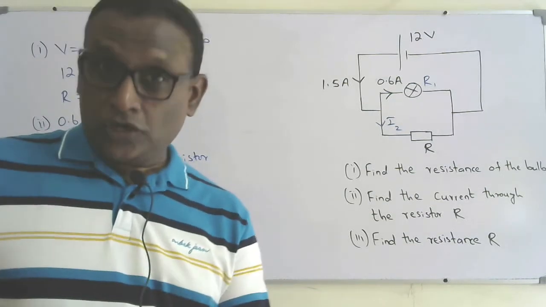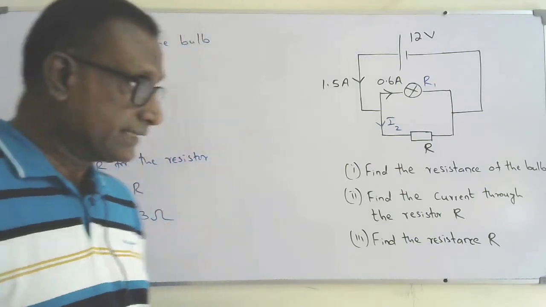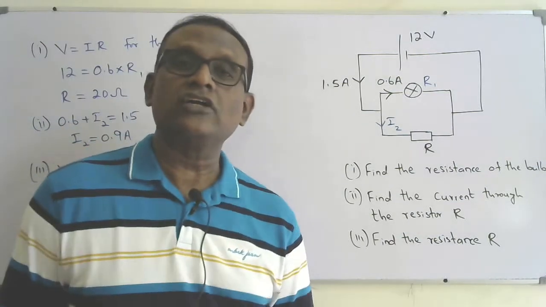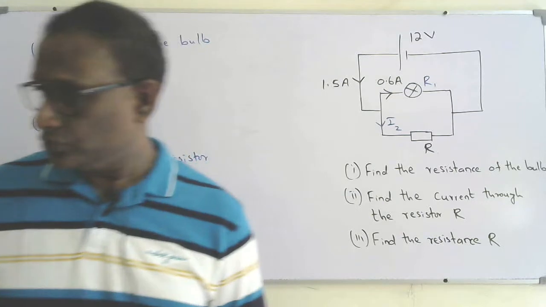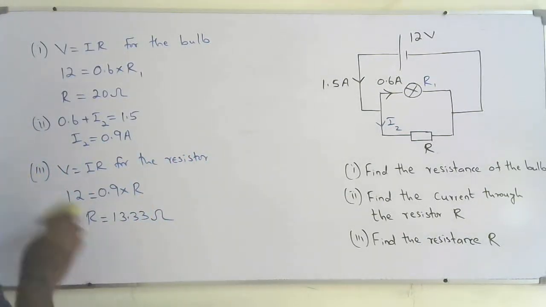Now, if you like to use the 1 over R format, some students do like this. So you note down the final answer, 13.33. To find the final answer, can't I use 1 over R equals 1 over R1 plus 1 over R2, that format? Yes, you can use it. How to use it? Now look here, I'll do that way also. I'll get the same answer.